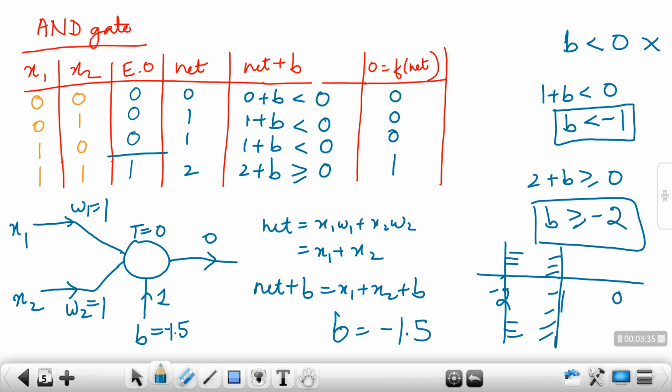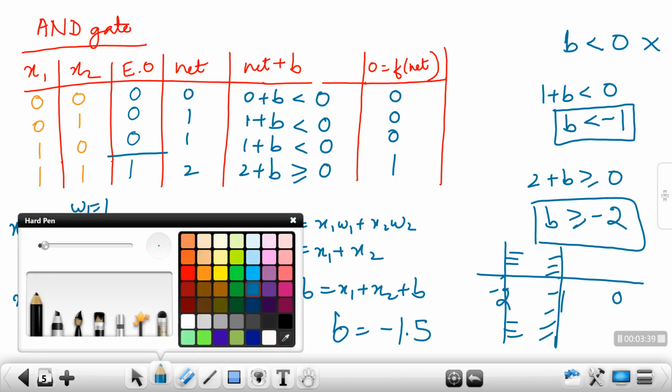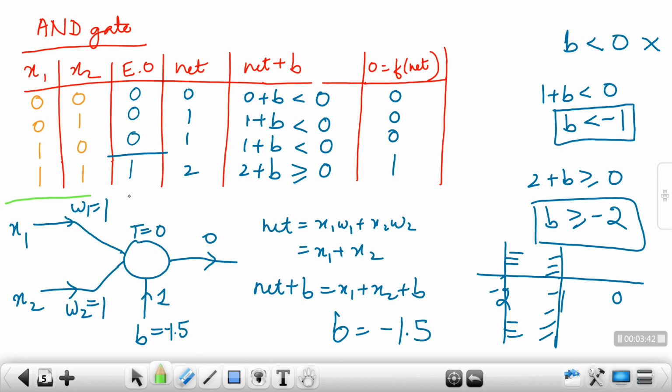Is that clear? So finally, this is the answer. You are asked to design an AND gate, so this is what finally you will be designing. Now if at all you want to make a change here, I can put minus 1.5 as the weight, and the bias I can keep as 1. So this can be interchanged. The bias value can be 1 and the weight can be minus 1.5. It is one and the same, so that also will work. Is that clear?